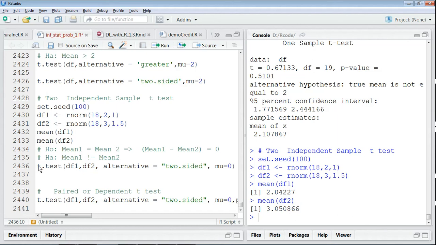So what is the null hypothesis here? The mean value for both the samples is the same. Alternatively, we can write it this way: mean 1 minus mean 2 is equal to 0. So there is no difference between the sample means of these two samples. What is the alternative hypothesis? Both the samples' mean values are not the same.